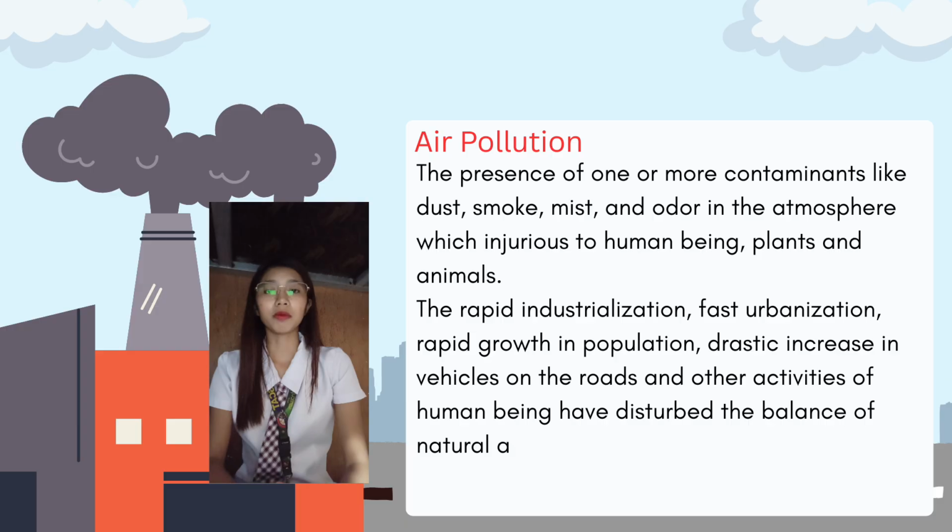Air becomes polluted when it contains harmful substances like dust, smoke, mist, and odor that can harm humans, animals, and plants. This pollution is mainly caused by rapid industrial growth, increasing urban areas, rising populations, more vehicles on the roads, and other human activities that disrupt the natural balance of the atmosphere.